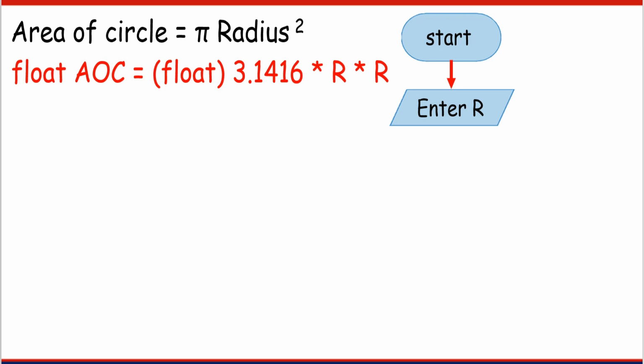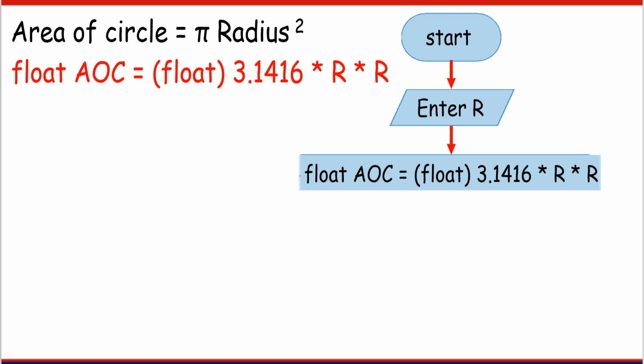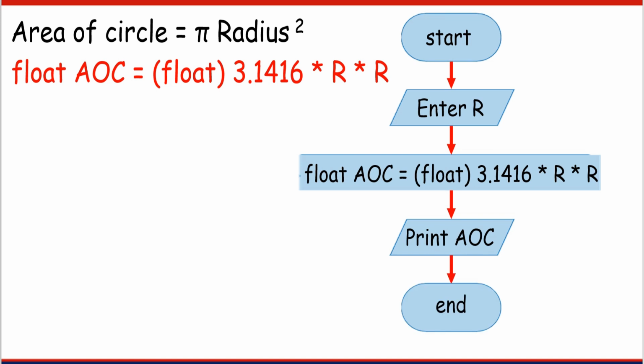Inside the input symbol, we will write the variable on the right side of the equal sign. Copy the formula and write it inside the process symbol. Then print the variable on the left side of the equal sign. Then end the flowchart with an end symbol.